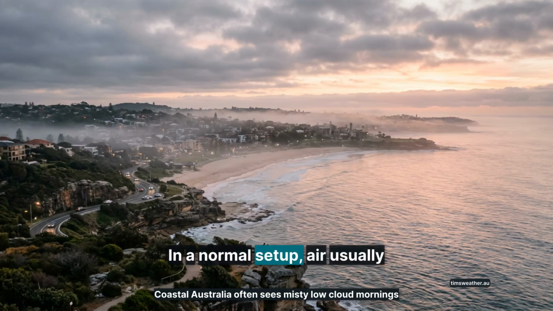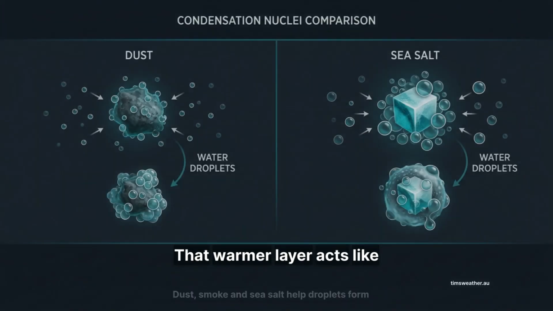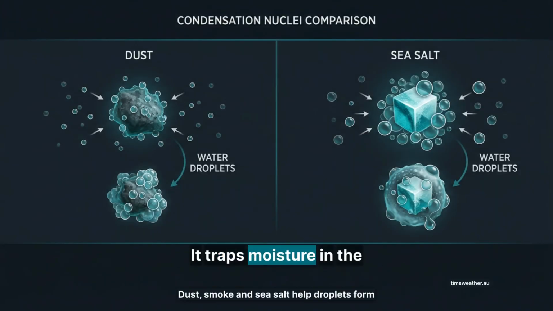In a normal setup, air usually gets cooler with height. In an inversion, warmer air sits above cooler air near the surface. That warmer layer acts like a lid. It traps moisture in the boundary layer and stops the cloud from mixing upward. If the sun is weak, the stratus can hang around for hours.